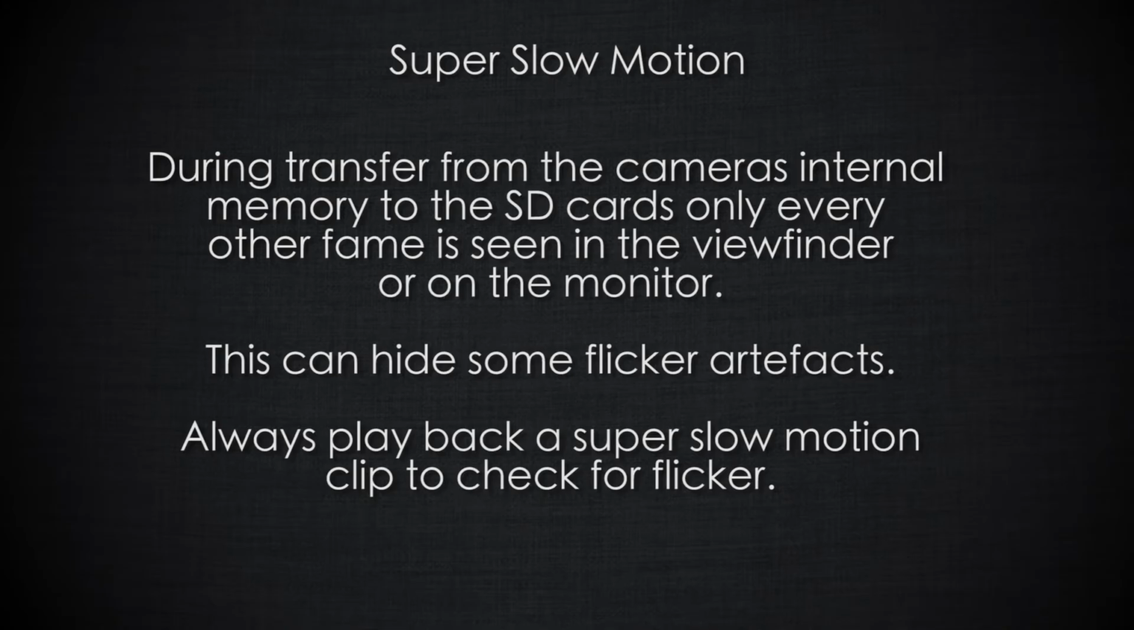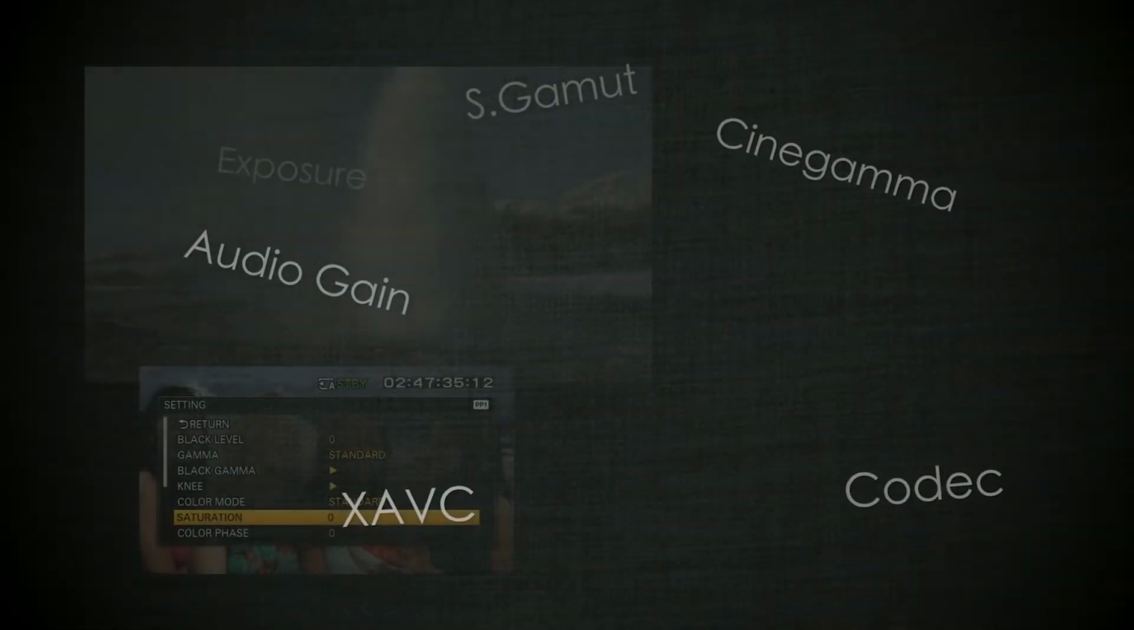So I strongly recommend that if you are shooting super slow motion, especially under artificial lighting, that after you've done your first shot, you play it back to check for flicker and problems with dark bands and things like that. If you are experiencing dark bands and flicker, try shooting at a lower speed. The faster you go, the worse the problem will get. So if you have a problem, for example, at 240 frames per second, try 120 frames per second.